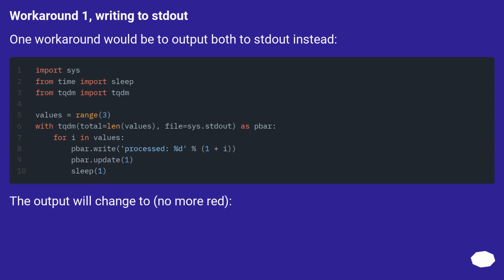Workaround 1: writing to stdout. One workaround would be to output both to stdout instead. The output will change to this, no more red.